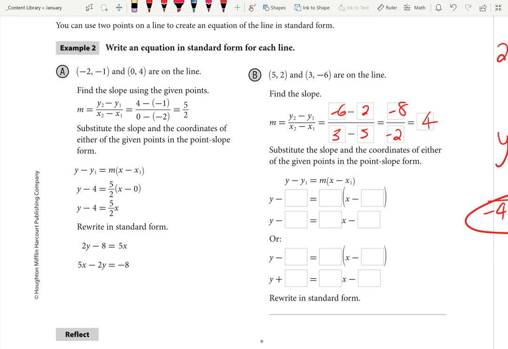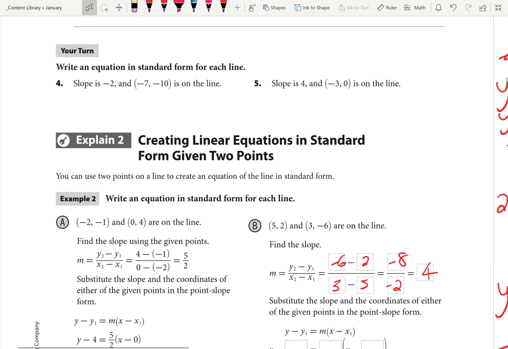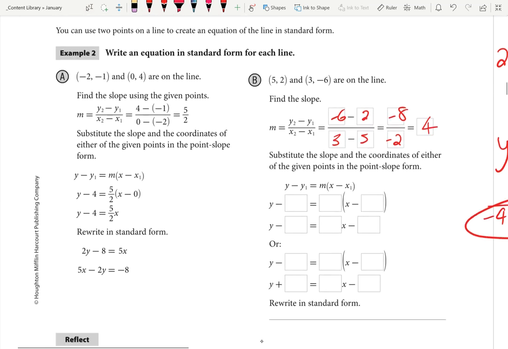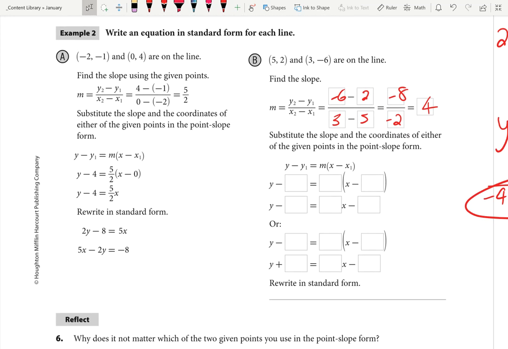That's very useful because now it's pretty much the same as one of these problems, right? We know the slope. We also know a point. Just like here, we knew a slope and a point for both of these. Now, you only need 1 point, but you've got 2 to choose from. So let's say you choose the point 5,2. You only have to pick one of them. So let's pick that one.